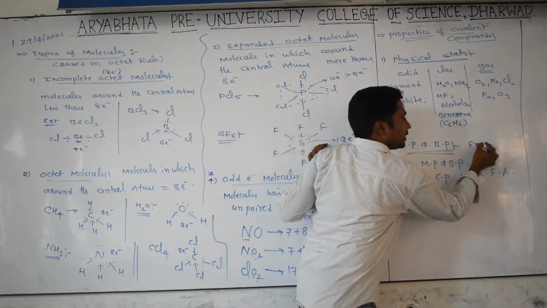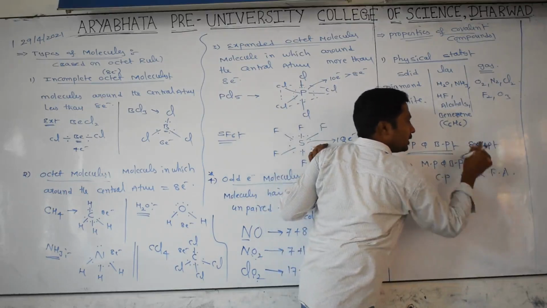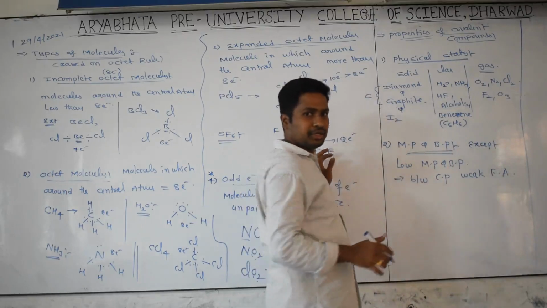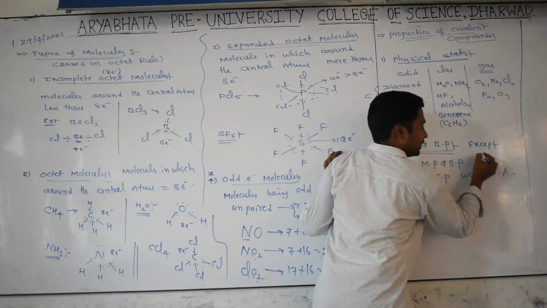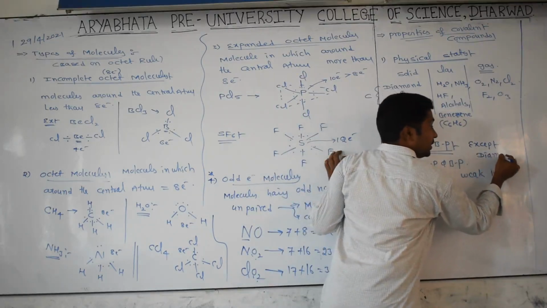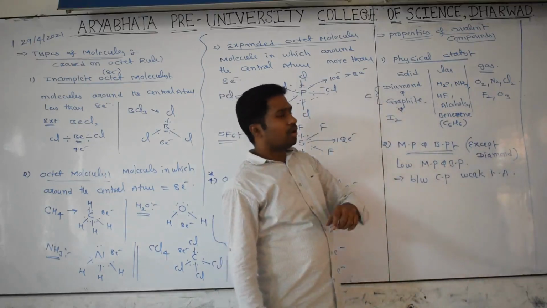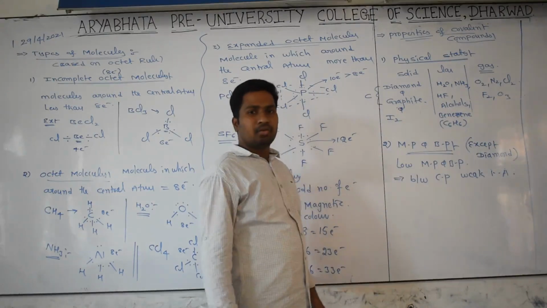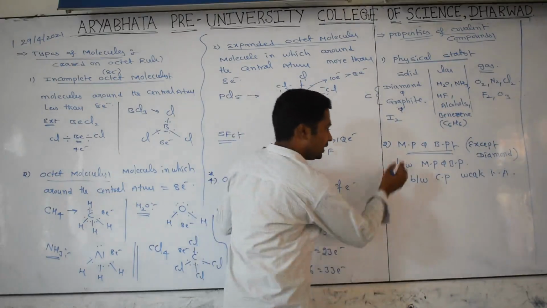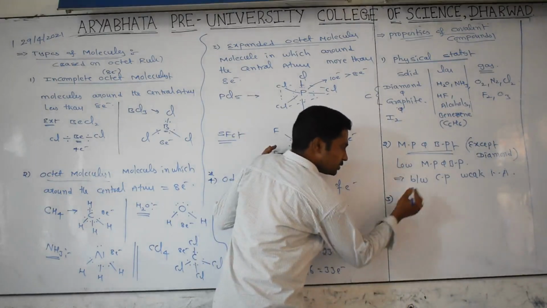But there is one exception, a different case, and that is diamond. Diamond is the hardest material. Except diamond, all remaining covalent compounds have low melting and boiling points. And I want to tell you some other things.